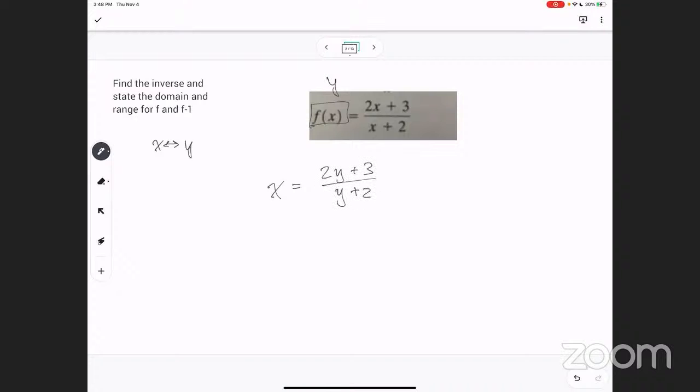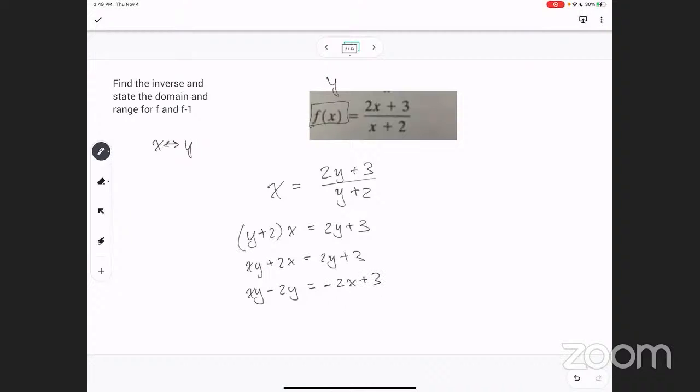Every X became Y, every Y became X. And now just solve for Y. So multiply both sides by Y plus 2. Distribute the X. XY plus 2X equals 2Y plus 3. Move the Y's to the same side and move the things without Y's to the opposite side. So I'm going to do that in one step. So it's XY minus 2Y. I subtracted 2Y. And I'm going to subtract 2X as well.